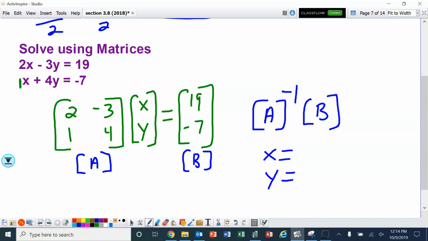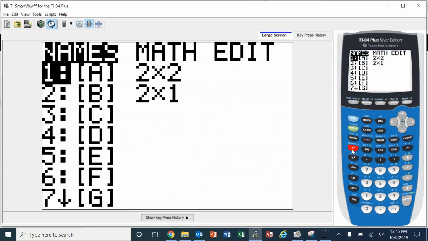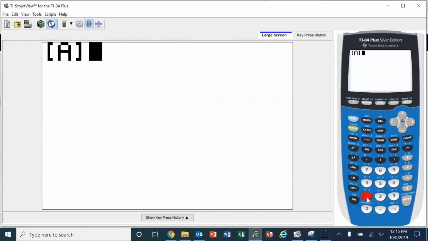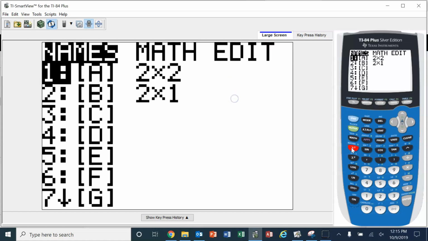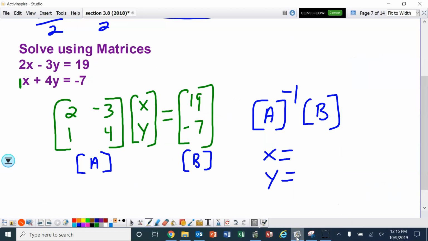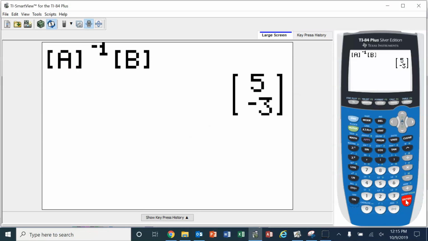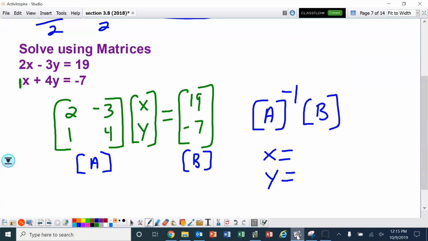All right, here we go. So calculator. We're going to go second matrix. We're going to pick number 1. We're going to hit the inverse button. We're going to go back to the matrix. We're going to pick number 2. Okay, again, that's what I wrote. A inverse times B. So that inverse is undoing, okay? It's using the inverse. So hit enter, and voila, there is the answer to this system. It's 5, -3.